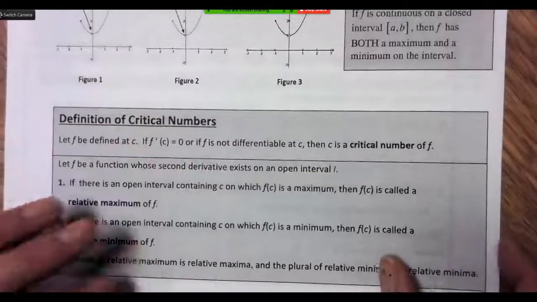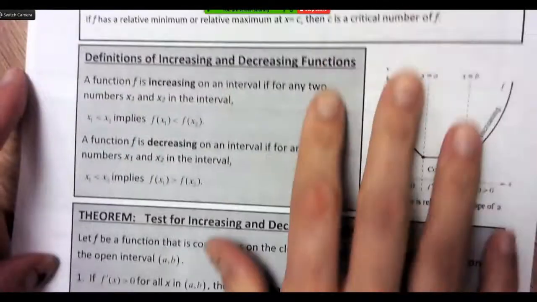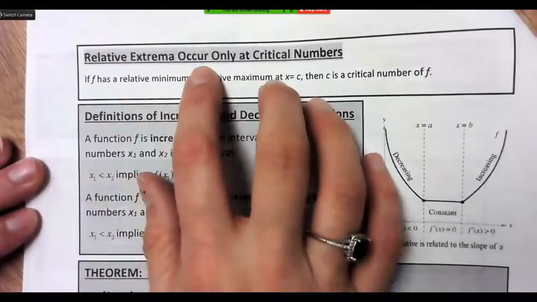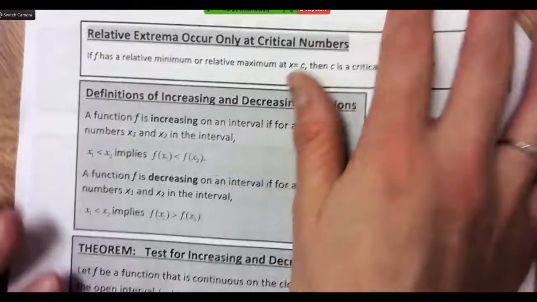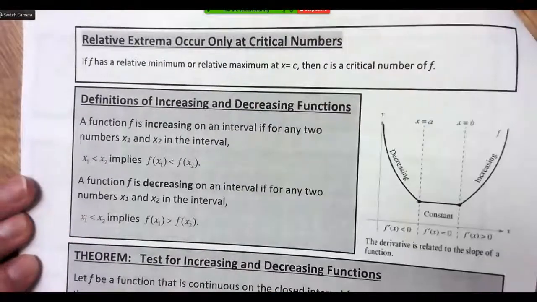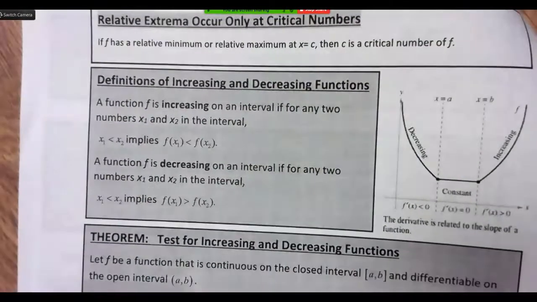So hopefully that's something that you can utilize. The second page is more what we are doing concurrently. So the second page talks about a relative extrema occurring at critical numbers. I know that in calc right now, I'm using words you really haven't had in your vocabulary before. So an extrema is a max or a min.